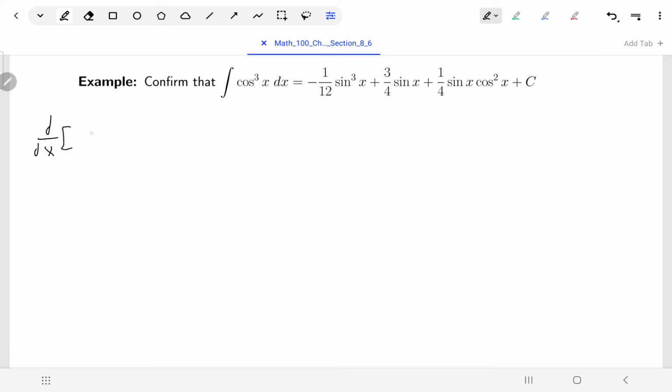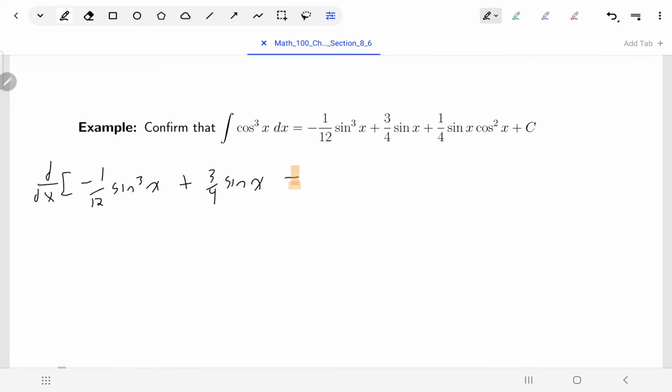Let's take our derivative of negative 1/12 sine cubed plus 3/4 sine plus 1/4 sine x cosine squared, and then plus constant c. If I can show that the derivative of all of that is cosine cubed, then I know that whoever did the work on this indefinite integral did it correctly. So away we go. Let's start with the sine cubed. We've got the power rule to deal with, so 3 sine squared, and then of course the chain rule: the derivative of sine is cosine.